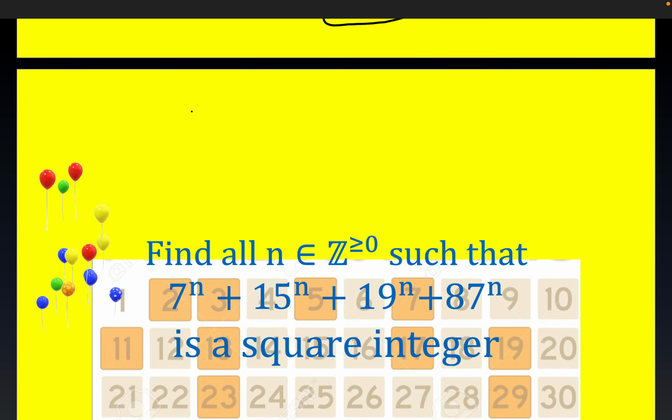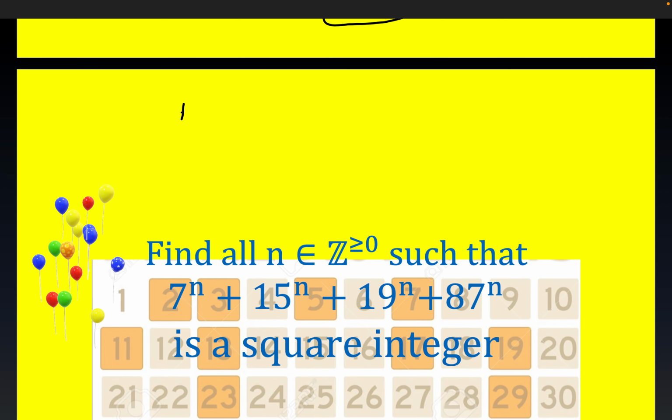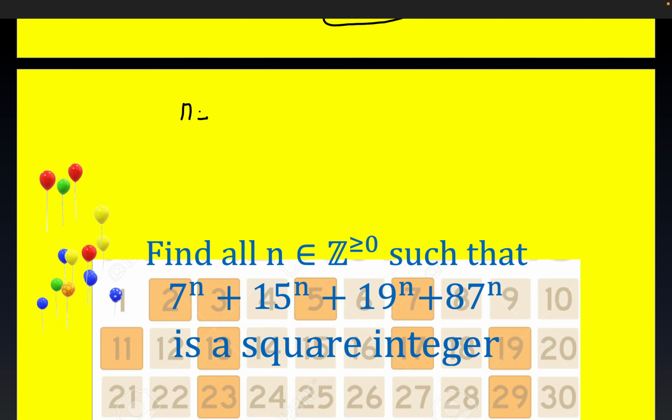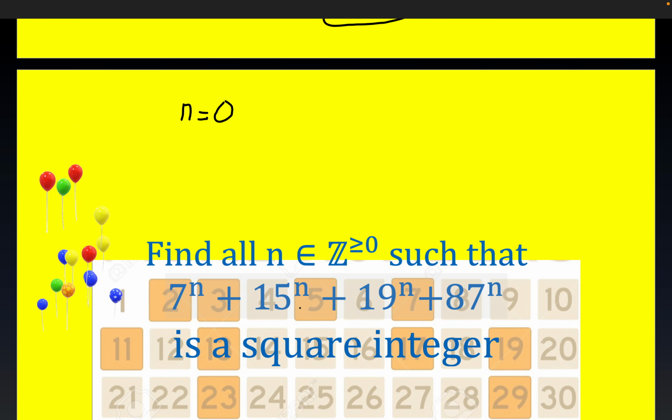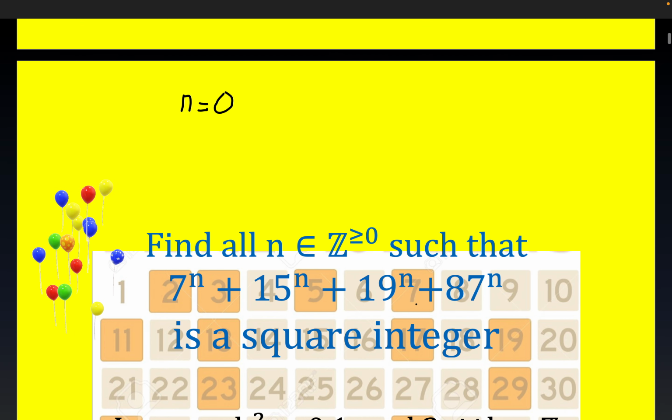Good day, everybody. We're trying to find all non-negative n. The first non-negative n is n equals 0. And what type of n are we looking for? We're looking for n such that 7 to the n plus 15 to the n plus 19 to the n plus 87 raised to the n power is a square integer.